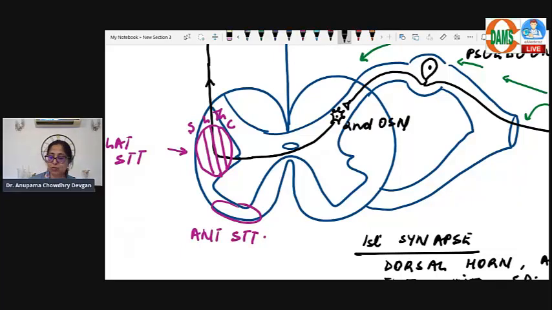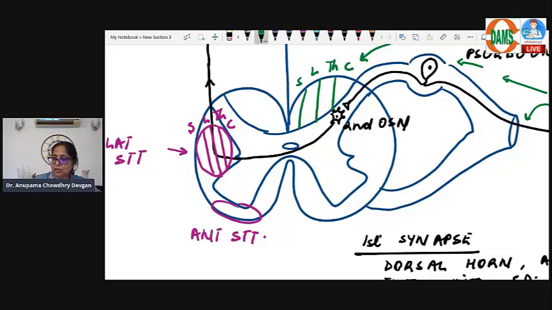So the arrangement of fibers here is a lateral to medial arrangement. Posterior column, if you remember, was a medial to lateral arrangement. You had sacral fibers, lumbar fibers, thoracic and cervical. Here, sacral fibers are lateral most, then lumbar, then thoracic, and then cervical. So this is the arrangement of fibers in the spinothalamic tract.